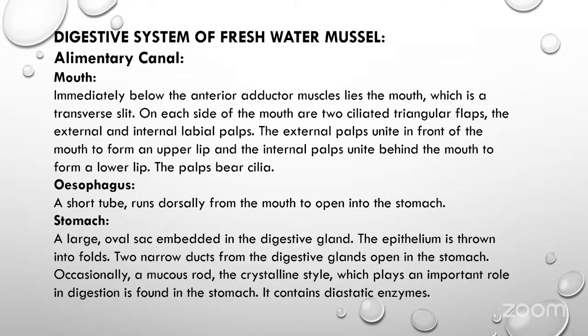Now the esophagus. A short tube runs dorsally from the mouth to open into the stomach. The stomach is a large oval sac embedded in the digestive gland. The epithelium is thrown into folds. Two narrow ducts from the digestive glands open in the stomach. Occasionally, a mucus rod, the crystalline style, which plays an important role in digestion, is found in the stomach. It also contains diastatic enzymes.